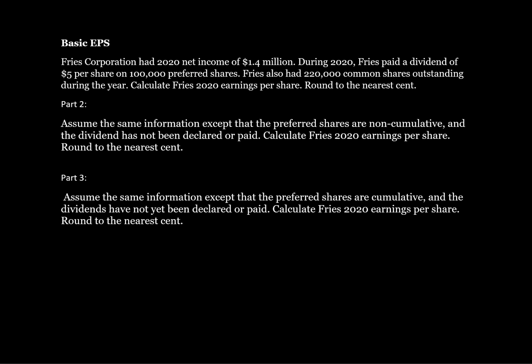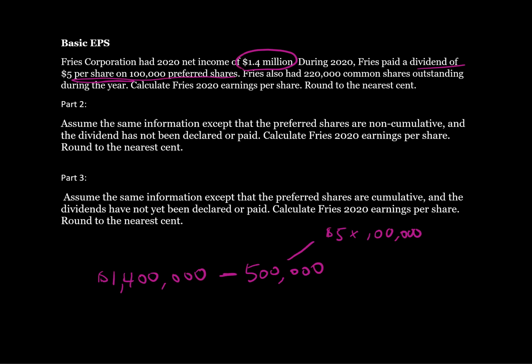Okay, so we are going to calculate the earnings per share. So what's the income available to common shareholders? Well, we know that the net income was 1.4 million. But it says we paid a dividend of $5 per share on 100,000 preferred shares. So we're going to need to subtract $500,000. And this is a $5 dividend times 100,000 preferred shares that we paid.